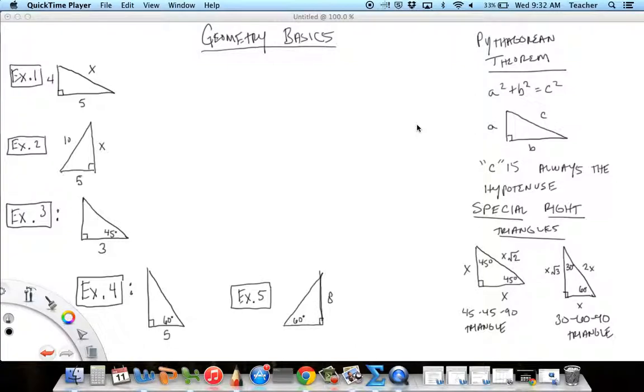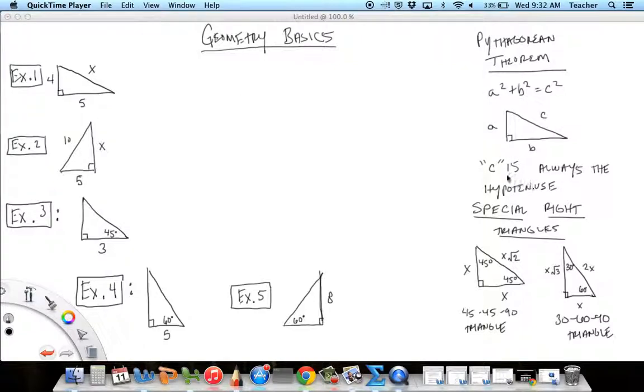I'm going to work through a couple of basic geometry problems using the Pythagorean theorem. And I'm also going to introduce something called special right triangles, which you can discover as you use the Pythagorean theorem, but it's a unique situation that we will be discussing and using in the next standard. Okay, so geometry basics is, like I said, a review of the Pythagorean theorem.